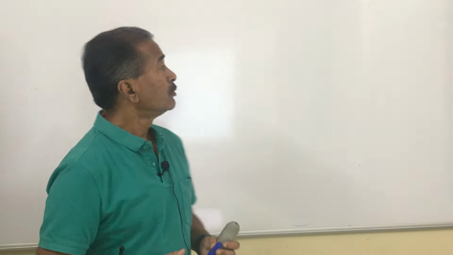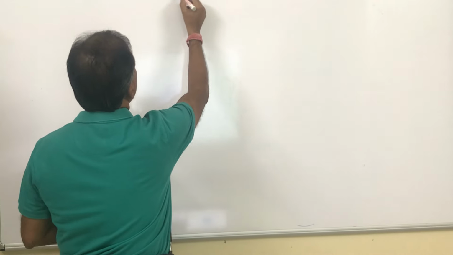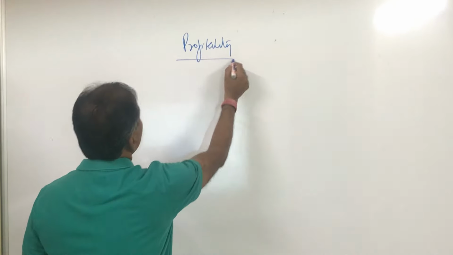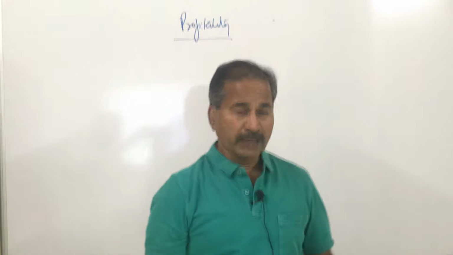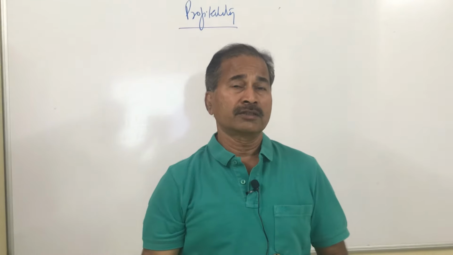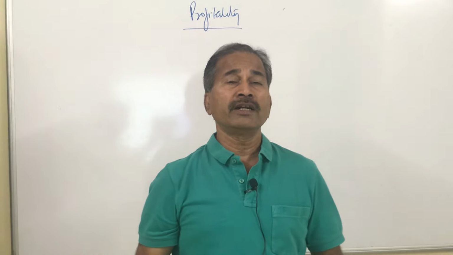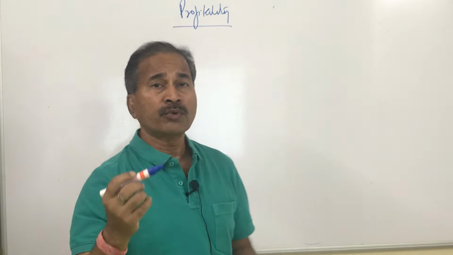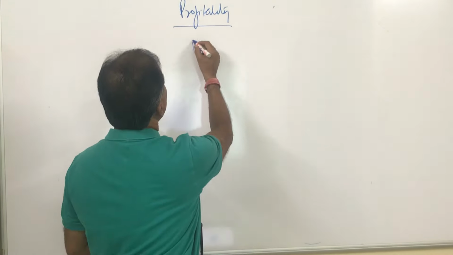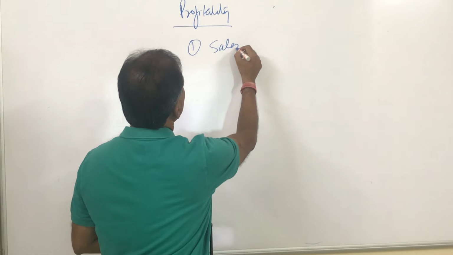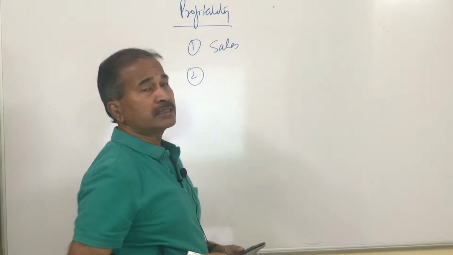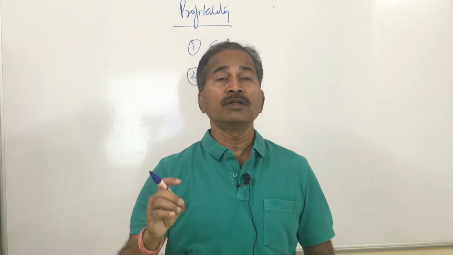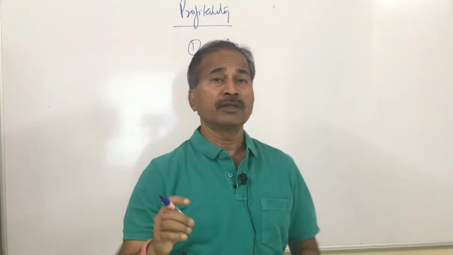So please remember, profitability of any business can be looked at from 3 different angles. What are those 3 different angles? Number 1, profitability looked at from the perspective of sales. Number 2, profitability of a business can be looked at from the perspective of return given to the people who have given the capital.